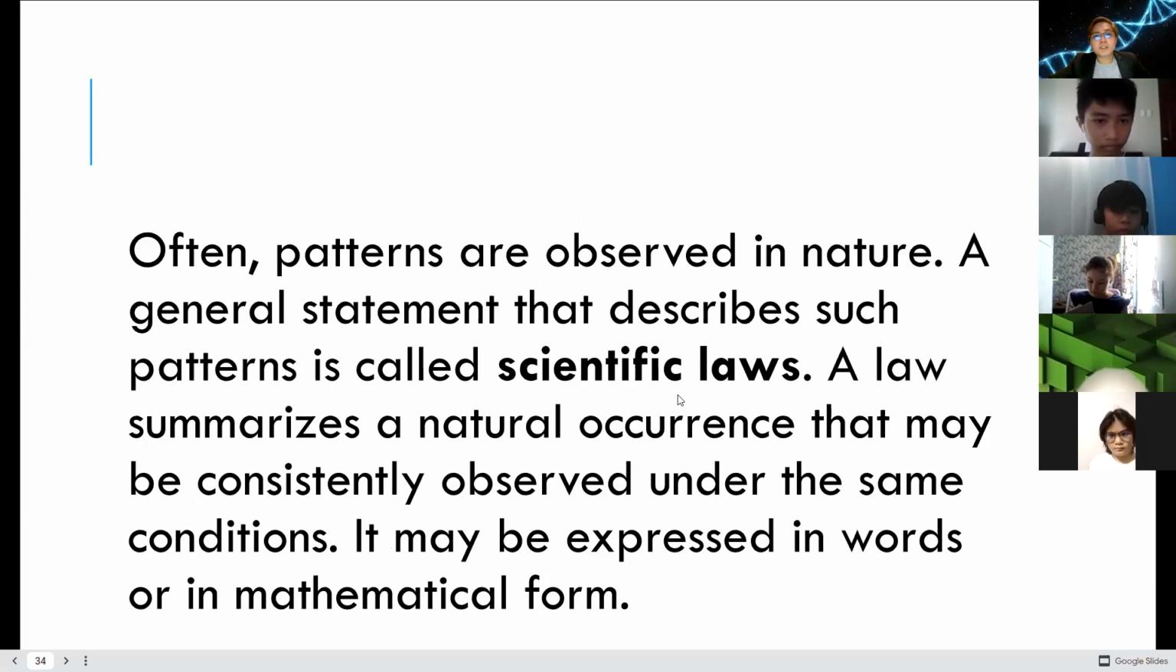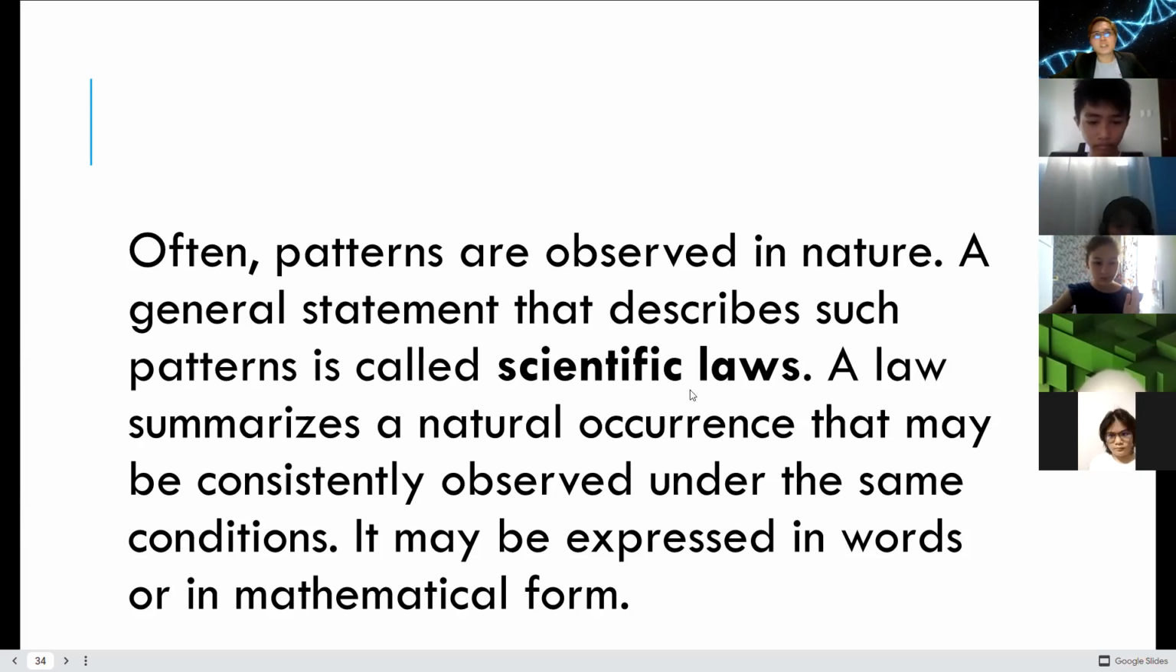Often, patterns are observed in nature. A general statement that describes patterns is called a scientific law. A law summarizes a natural occurrence that may be consistently observed under the same conditions. Like for example, the lunar eclipse. It has scientific laws. What else? The solar eclipse. It has scientific laws already.